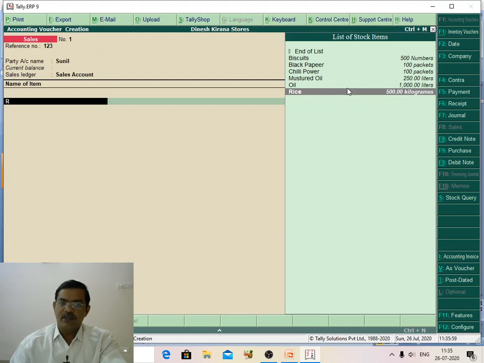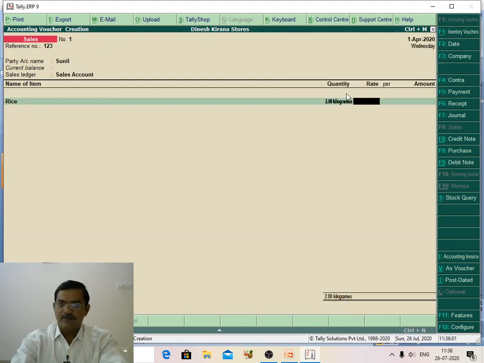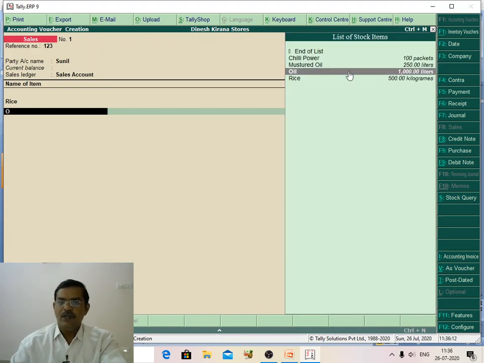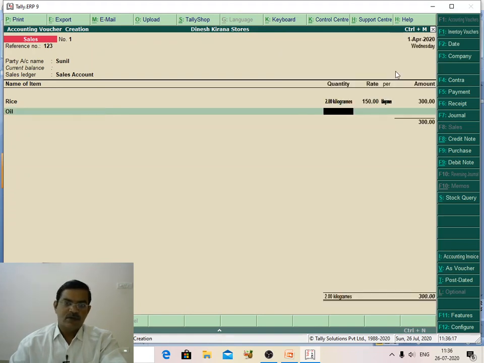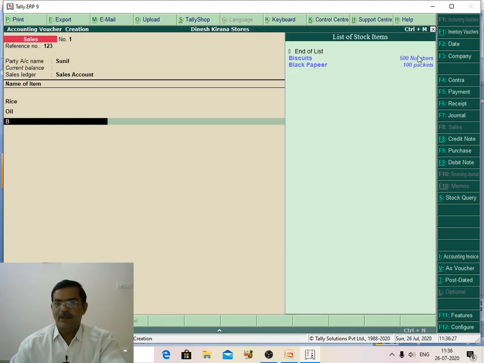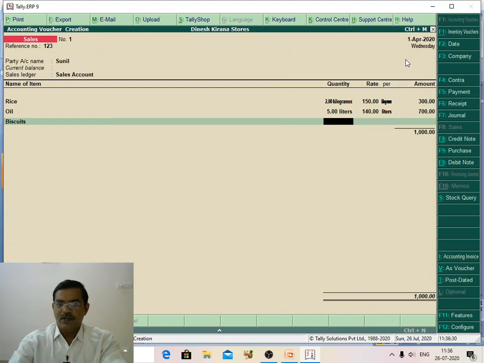Now he wants to buy 2 kilos of rice. We will give the rate as 150 rupees per kilo. The second one is oil. The available quantity is 1000 liters. He wants to buy 5 liters of oil. The oil rate is 140 rupees. Then he wants to buy some biscuits. The available quantity is 500 and he wants to buy 10 biscuit packets. Each biscuit packet is 15 rupees.